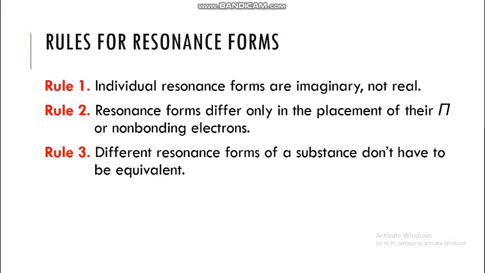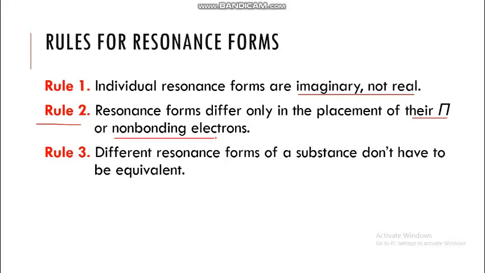When first dealing with resonance forms, it's useful to have a set of guidelines that describe how to draw and interpret them. So in rule number 1, individual resonance forms are imaginary. They are not real. The real structure of a compound is a combined or resonance hybrid of the different forms. Okay? So, rule number 2, resonance forms differ only in the placement of their pi or non-bonding electrons.